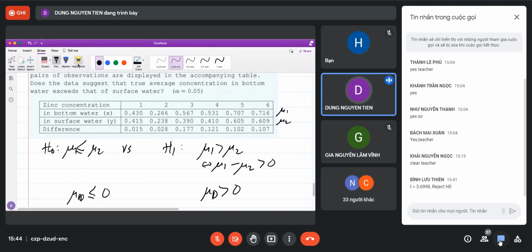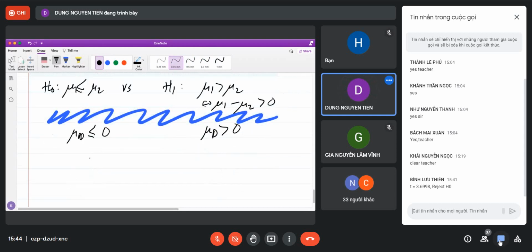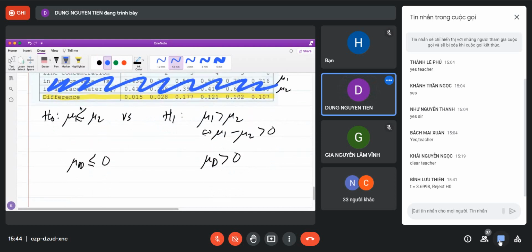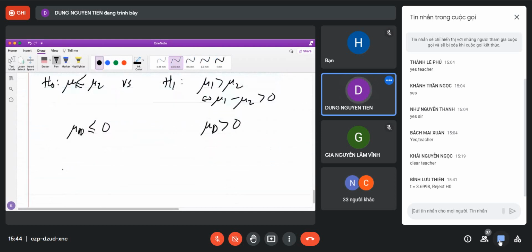Okay. So now we have only one sample, the last row, and you can ignore the other rows. We don't need them any longer. All right.